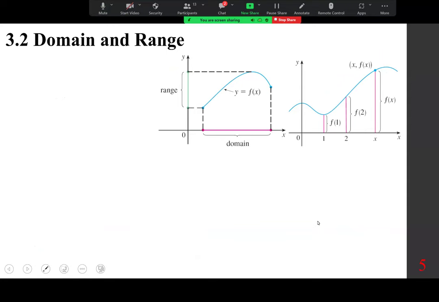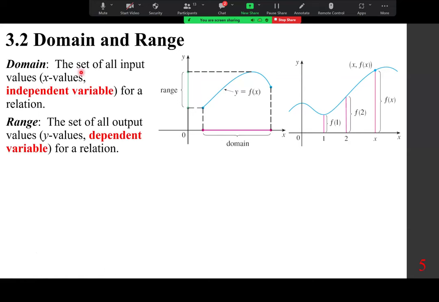Domain and range. Domain: the set of all input values, x values, independent variable for a relation. Range: the set of all output values, y values, dependent variable for a relation. If this is the case, we have a solid point here, the endpoints are included. Imagine if you were to put this along the x-axis, what portion of the x-axis will it cover from here to here? That's the domain. Imagine if you could put it along the y-axis, what portion of the y-axis will it cover from here to here? That's the range.